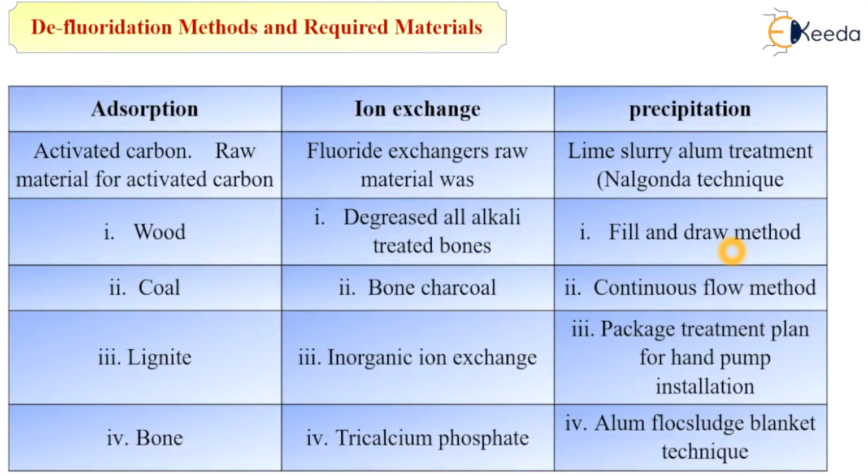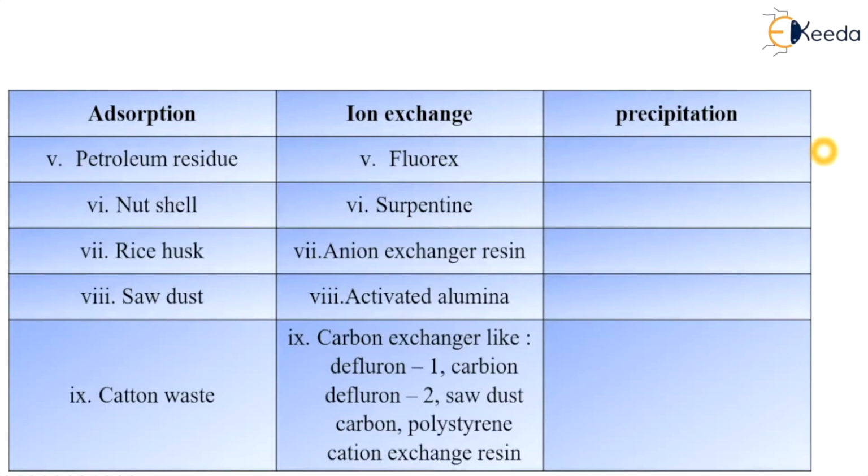So the material required for every process is listed in this chart. Again in adsorption, sometimes we use petroleum residues, nutshell, rice husk, sawdust, cotton waste as naturally available materials. And in the ion exchange process, we use fluorex, supernatant, anion exchanger resins, activated alumina, carbon exchangers like defluoron, carbon, sawdust, carbon, polystyrene, cation exchange resins, etc. The next technique used for defluoridation is the Nalgonda technique.